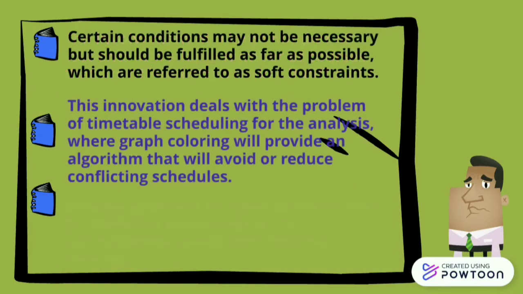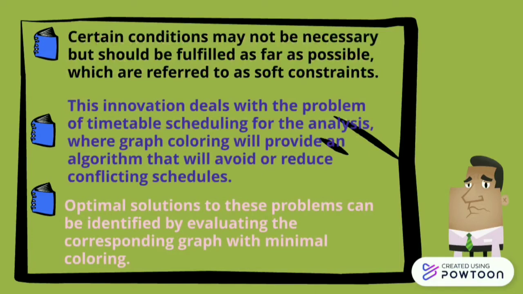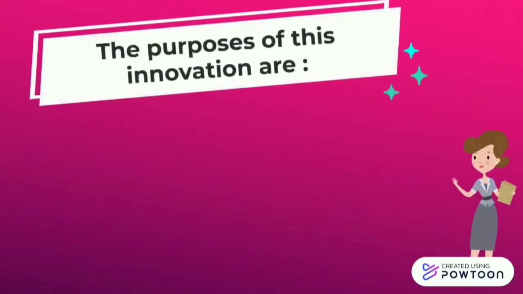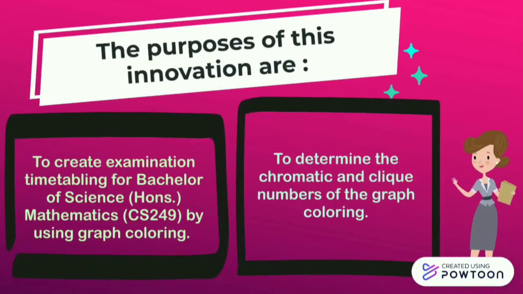Certain conditions may not be necessary but should be fulfilled as far as possible, which are referred to as soft constraints. This innovation deals with the problem of timetable scheduling for the analysis, where graph coloring will provide an algorithm that will avoid or reduce conflicting schedules. An optimal solution to this problem can be identified by evaluating the corresponding graph with minimal coloring. The purposes of this innovation are to create an examination timetable for Bachelor of Science Honours Mathematics CS249 by using graph coloring, and second, to determine the chromatic and clique number of the graph coloring.